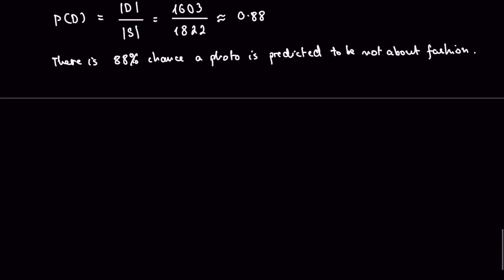So now what about the conditional probability? Let's say the conditional probability of A given C. That means that you want to find the probability that the photo chosen randomly is actually about fashions, given that it is predicted to be about fashions.